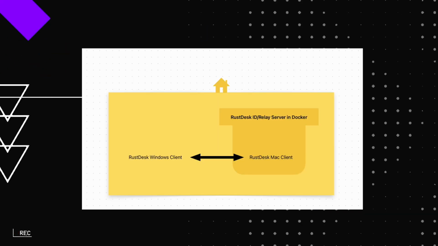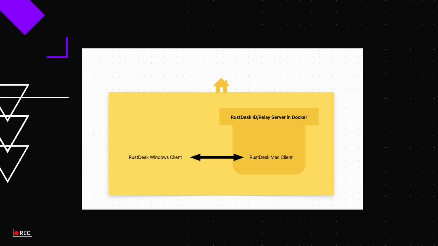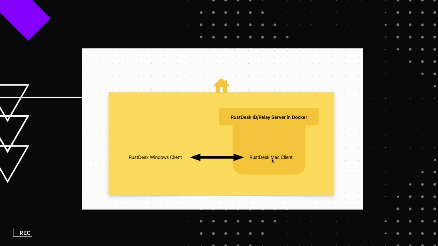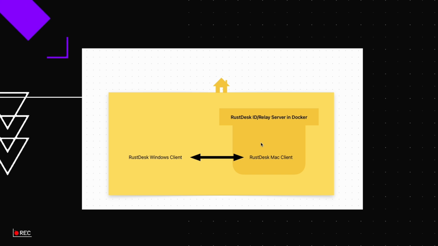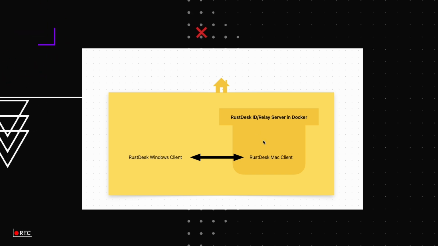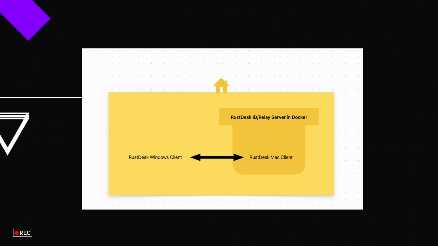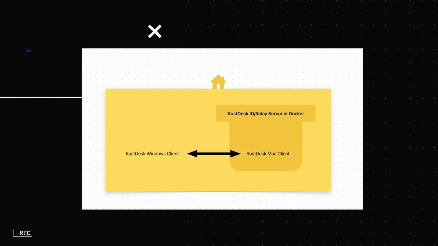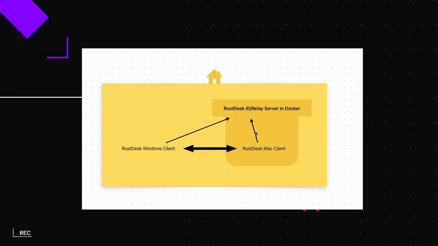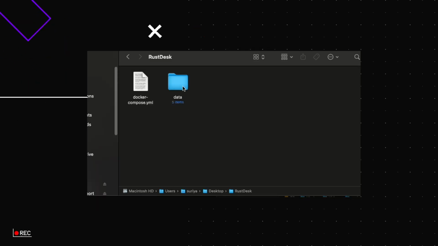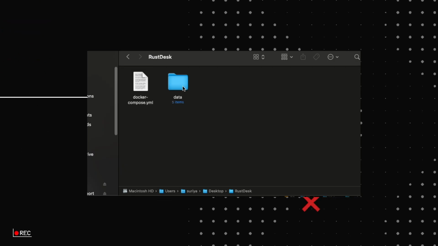Now that we are able to successfully run the ID server and the relay server in the Mac Docker container, we haven't connected the Mac client and the Windows client to these ID and relay servers, have we? They are still pointing to the public RustDesk ID server. Now we have to remap them to point to the servers that are running in our Docker container. That's what we are going to do next. After running docker compose up, if you have noticed, it has created the data volume, which is the data folder.